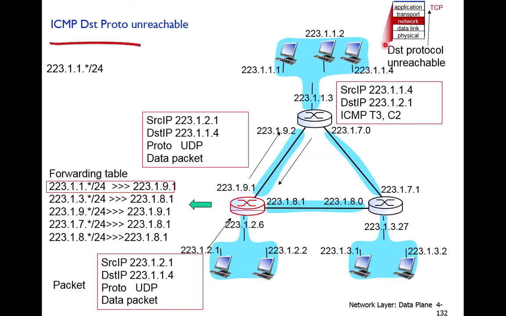But in the destination host, when the message was given to the transport layer, the packet had the protocol UDP. But here at the transport layer, TCP is available and UDP is not available. So the message was discarded. It means that the destination network is reachable, the host is also reachable, but on the destination host the protocol is not available.